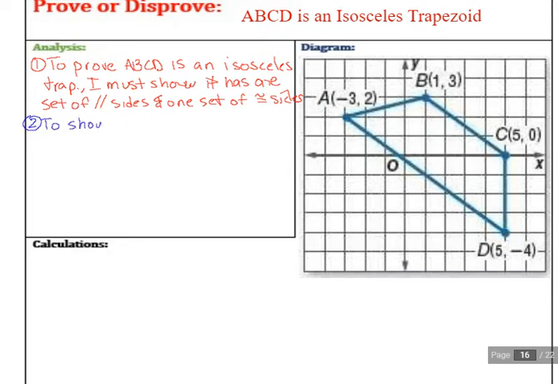Okay, and here's where we can be a little bit more specific. I believe the parallel sides are going to be BC and AD. So to show that BC is parallel to AD, I can calculate rise over run either by counting with slope triangles, or of course I can use the slope formula.